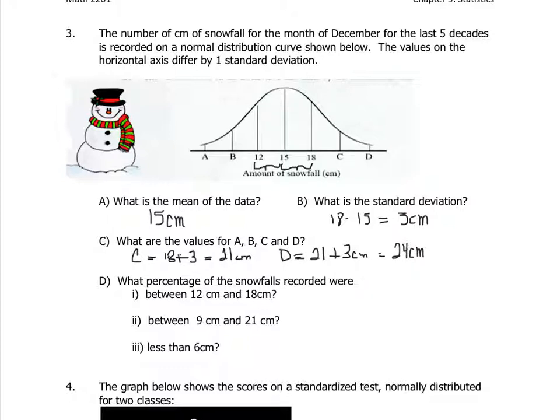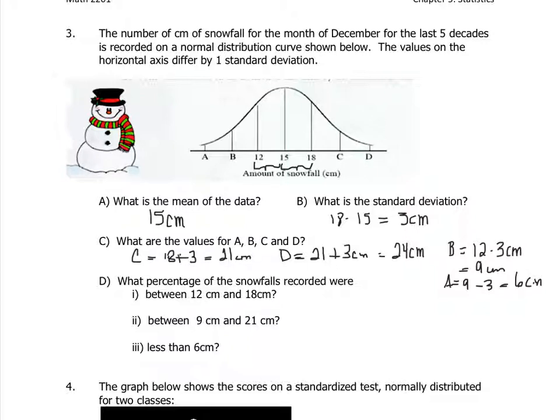And to get B, you would just have to take the 12 and take off a standard deviation of 3 centimeters, so that would be 9 centimeters. And A would be one more standard deviation back from B, so it'll be 9 take away 3 equals 6 centimeters.